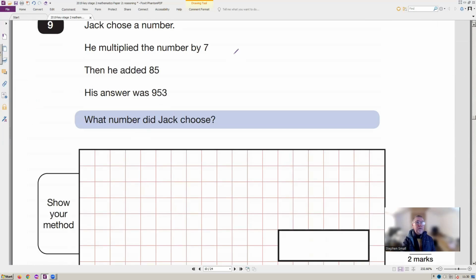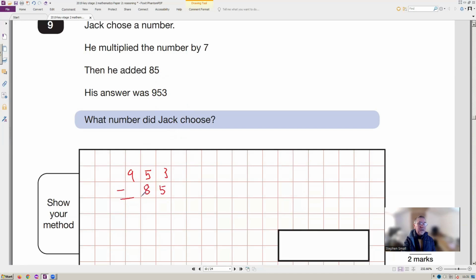Jack chose a number, he multiplied by 7, then he added 85. His answer was 953. What number did Jack choose? Well, this is obviously, we need to go back. Well, I wouldn't say obviously, but we go in the opposite direction. So instead of adding, we start with 953, which is his ending number. We take off 85 to get back to that.